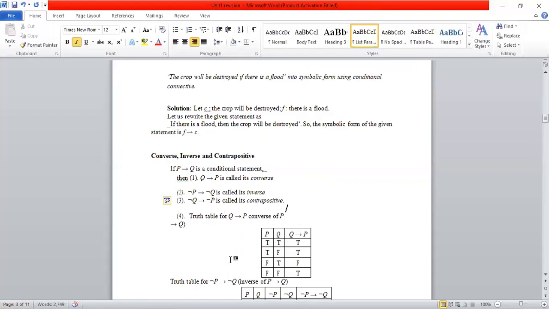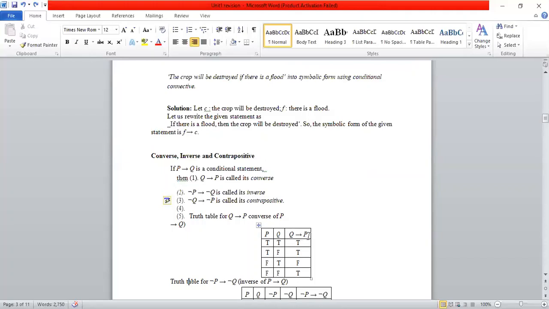So here we can see the truth table. We can construct a truth table for Q conditional P, that is the converse of P conditional Q. Q conditional P is the converse of P conditional Q. I have taken two statements, P and Q, and we are constructing the truth table for Q conditional P. When you have two statements P and Q, these are the possibilities: P true, Q true; true, false; false, true; false, false.